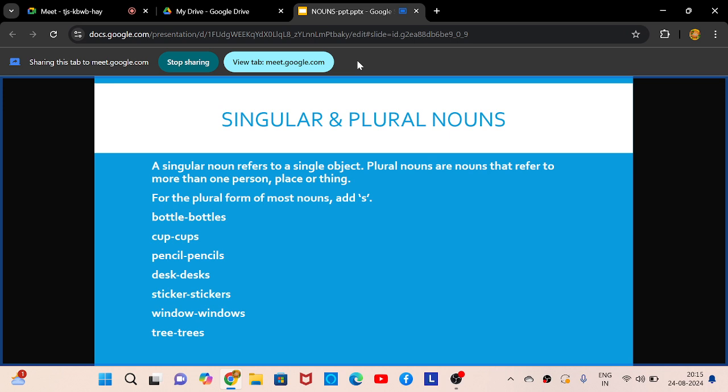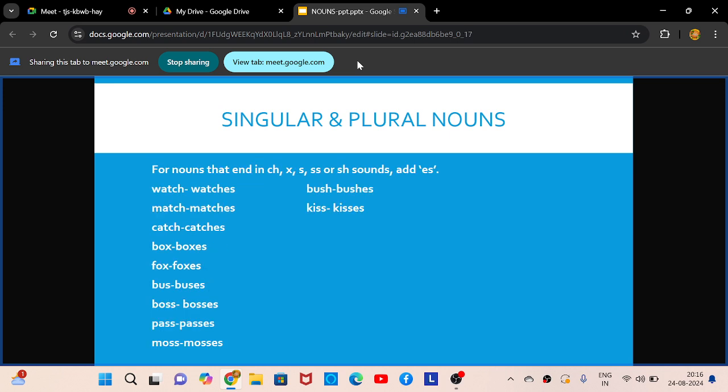Plural nouns are nouns that refer to more than one person, place or thing. The first category of plurals is by adding s to the singulars. So simply if you want to write the plural form of a word, the first and foremost thing that we do is we add an s. Bottle becomes bottles, cup becomes cups, pencil becomes pencils, desk becomes desks, sticker into stickers, window into windows, and tree into trees. So this is the common category of nouns that are converted into plurals by simply adding an s. These are the examples that I have given.